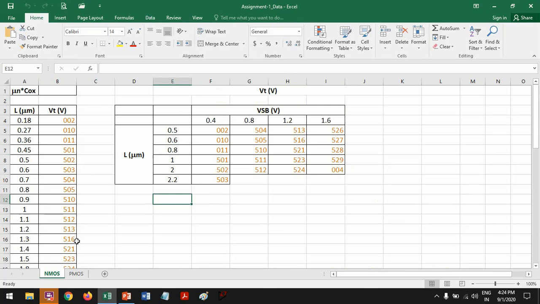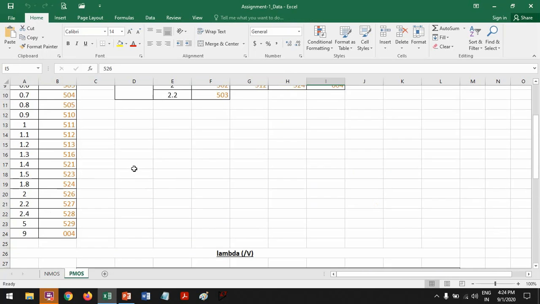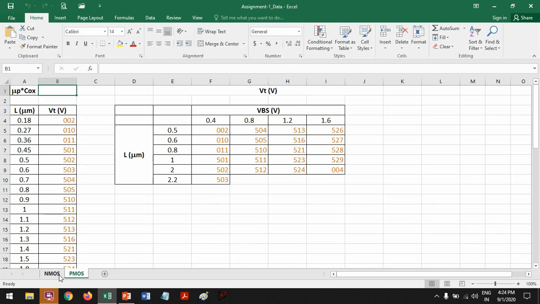Except mu n Cox and mu p Cox, of which I have put only one each, one mu p Cox, one mu n Cox. So what I have written in the assignment is, whoever does this assignment first, let him or her fill up this number, and the rest of you, when you do it, just check and verify that that number is correct. All right, everything else is unique.